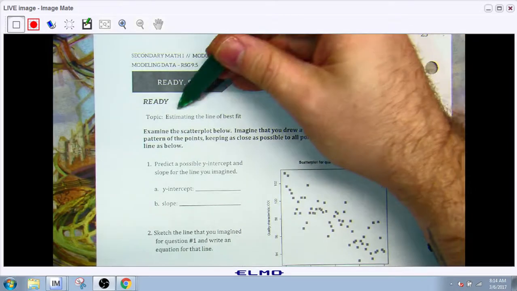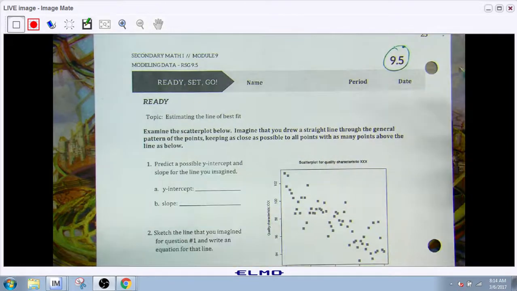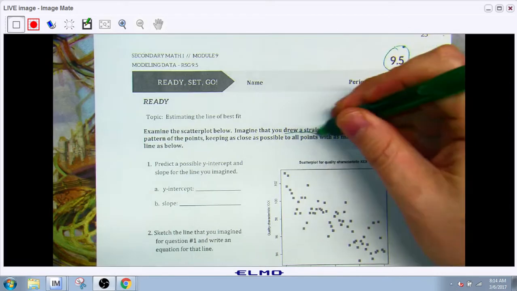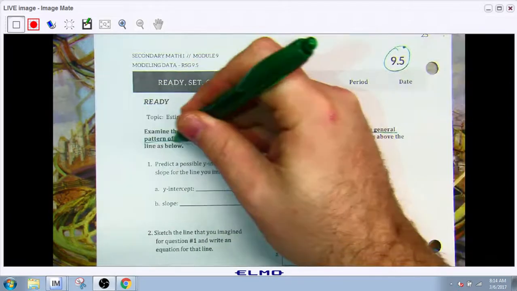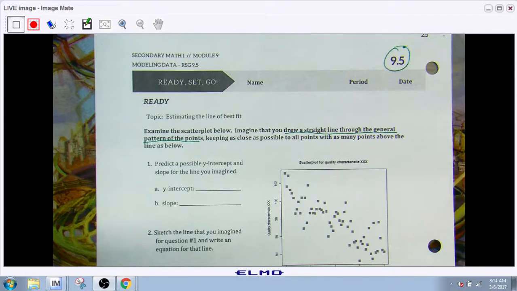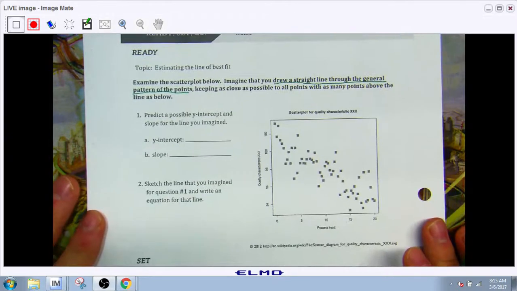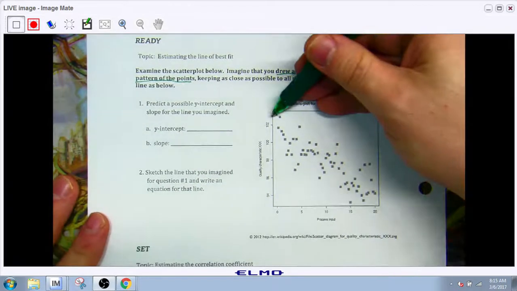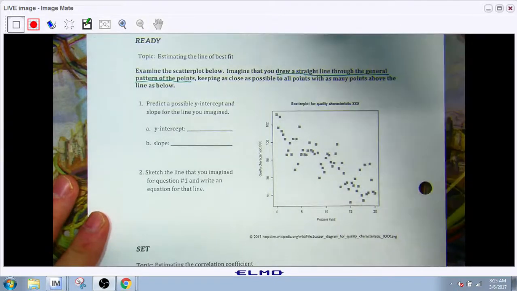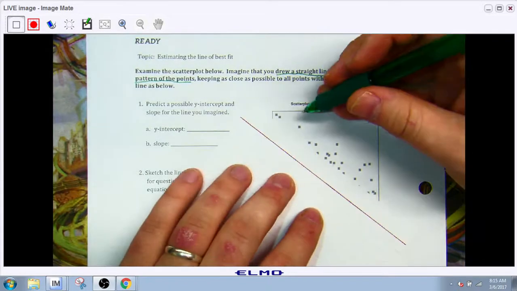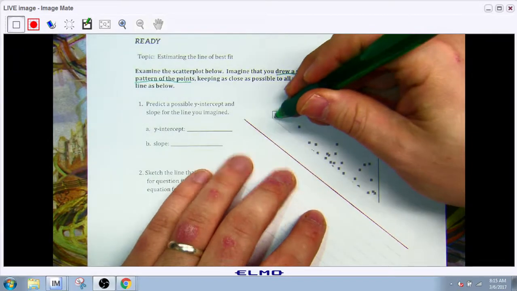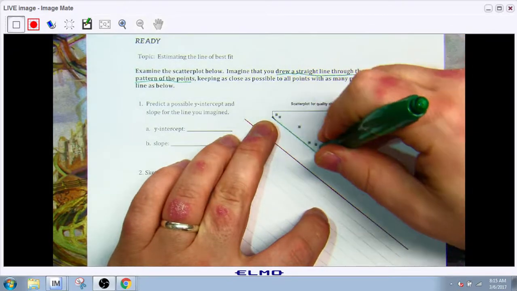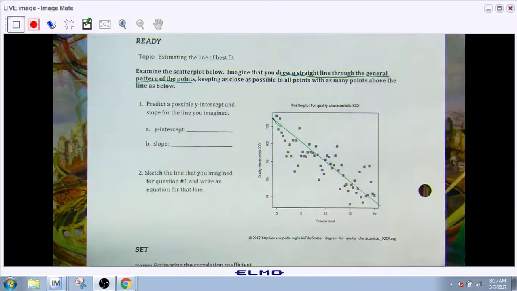We have estimating the line of best fit. So we're going to examine the scatter plot, and then we're going to imagine we drew a straight line through the general pattern of the points, keeping it as close as possible to all points with as many points above and as below. So we want to try to predict what this line would look like. When I look at this, I see that it has a negative slope. If I were to take a guess, trying to balance it as best I can, I would draw a line that looked kind of like this. I might actually move it down a little bit lower, but that's close enough for jazz.